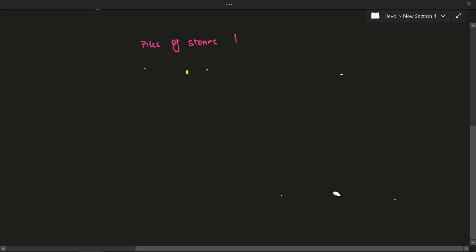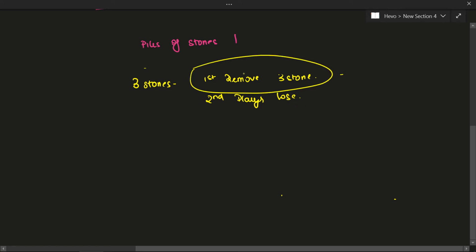Now in the constraint we have, suppose, three stones. What are the possible options we have here? Again, the first player removes three stones, so the second player loses, and the first player is declared the winner.